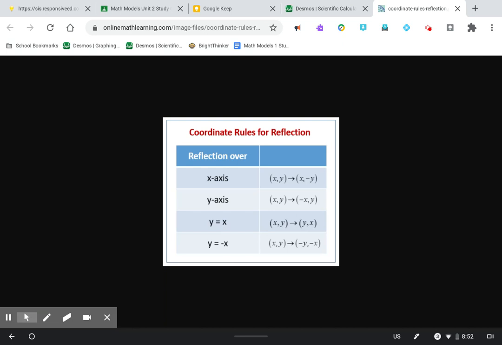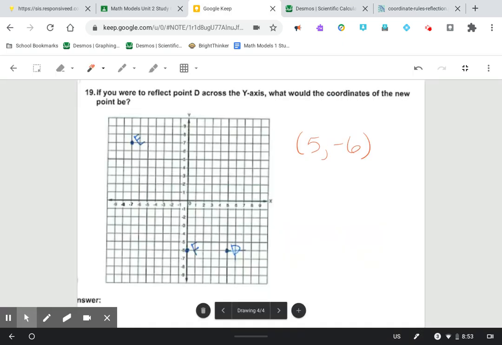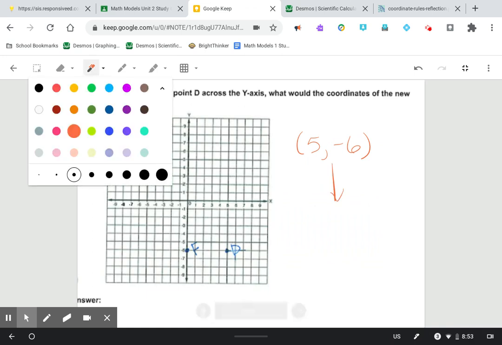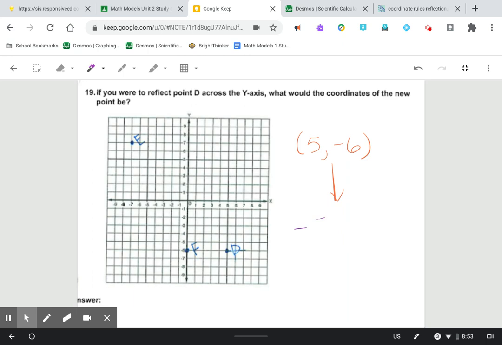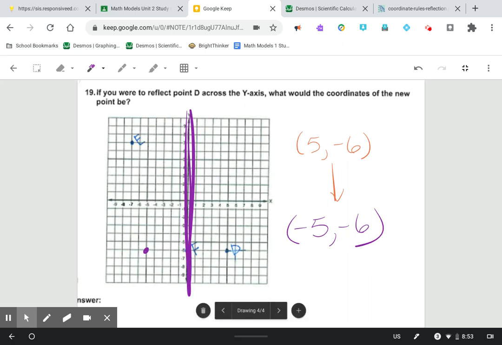So it says here that when we reflect over the y-axis, we're going to take the points, make the x negative, and leave the y alone. So that's really straightforward. Make the x negative and leave the y alone. So when I do a reflection here, I end up with make the x negative becomes -5, leave the y alone, that's -6. So that point would be at -5, -6, which is right here. And so you can see that that does look like a reflection along the y-axis for the D. So this would be the new D point right there.